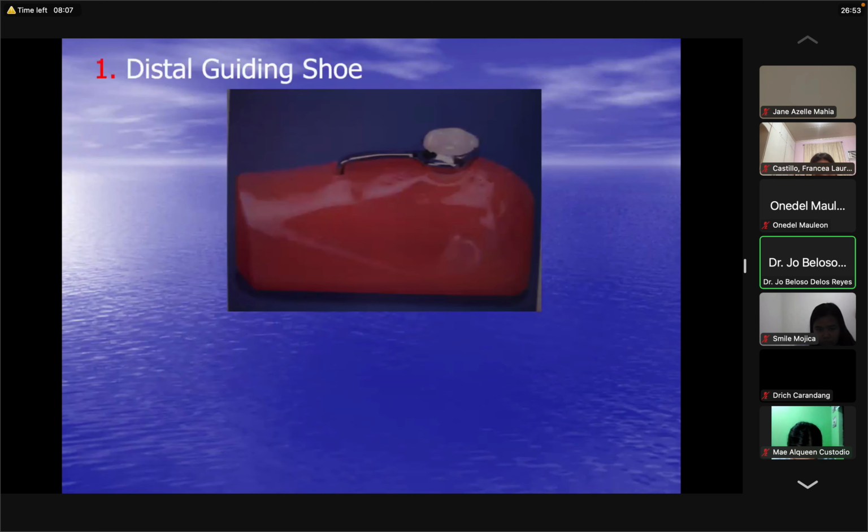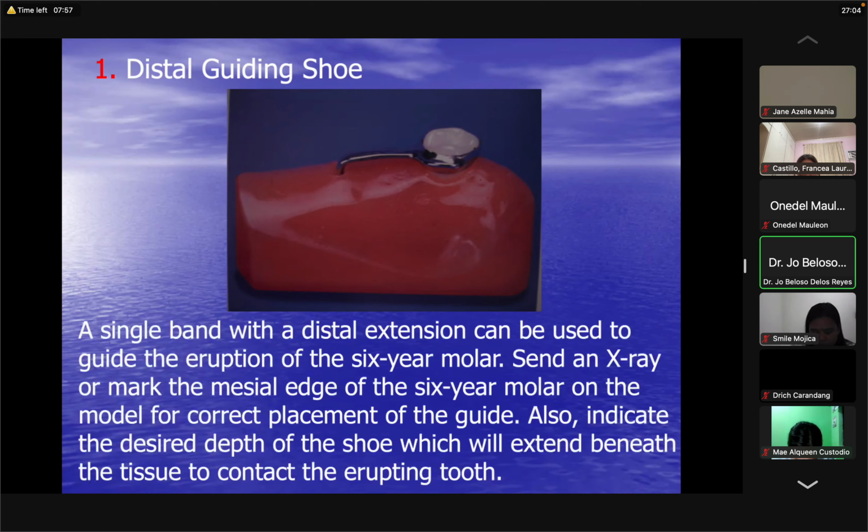Yan siya. Nakatusok, so this is the mucosa. Nakatusok yung pointed part of the wire sa mucosa. Bakit? A single band with a distal extension can be used to guide the eruption of the 6-year molar. Send the next ray or mark the mesial edge of the 6-year molar on the model for correct placement of the guide. Kailangan sa radiograph, hahanapin mo kung nasan yung position ng molar.